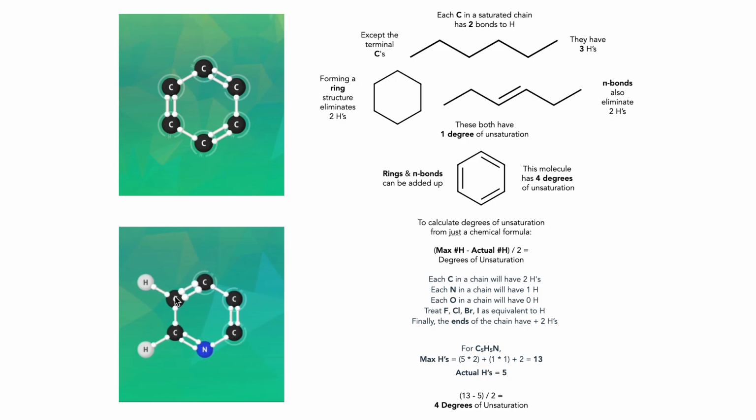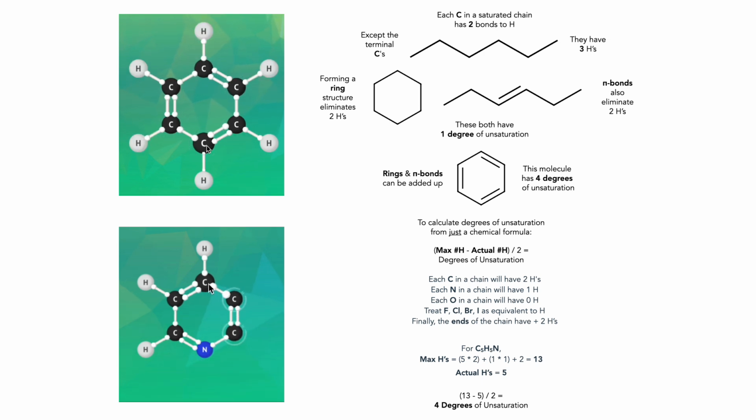Now, notice what happens if we form a ring structure. In forming a ring structure, you could think of it as bonding the terminal carbons together, but that would eliminate one hydrogen from one terminal carbon and another hydrogen from another terminal carbon. So it would eliminate two hydrogens. But there's also another way where we could eliminate two hydrogens, and that would be perhaps in the formation of a pi bond within the structure.